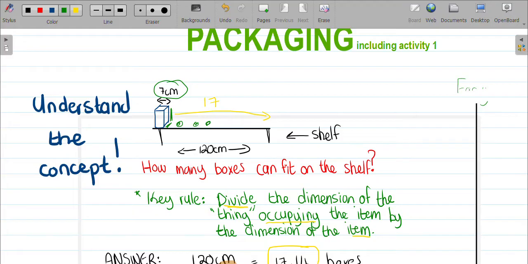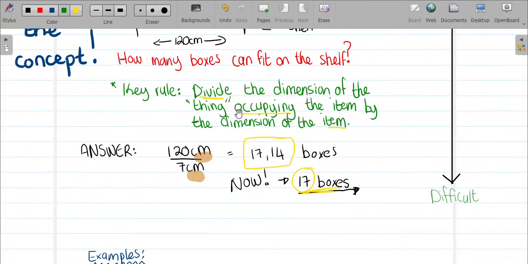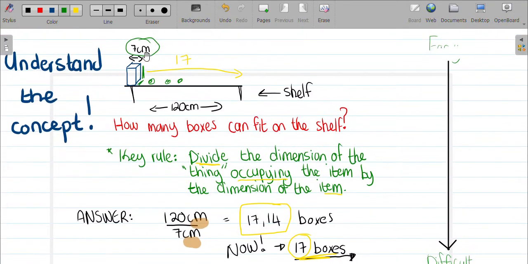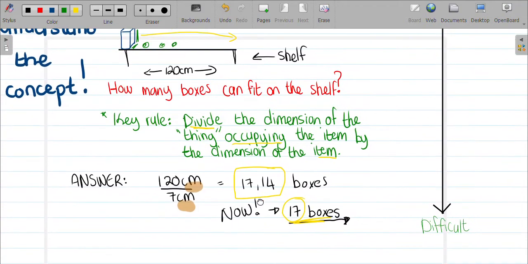So let's have a look and follow the rule that I gave. So in the answer, what we're going to do, I said divide the dimension of the shelf occupying the item, so it's 120 centimeters, divided by the dimension of the box, which was 7 centimeters over there. So if we have a look, what's going to happen is we will end up getting 17 whole boxes, but then there's a remainder. There's 17 whole boxes, comma, 1 4.